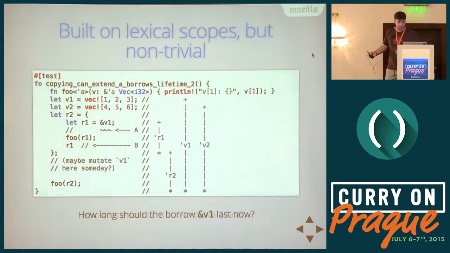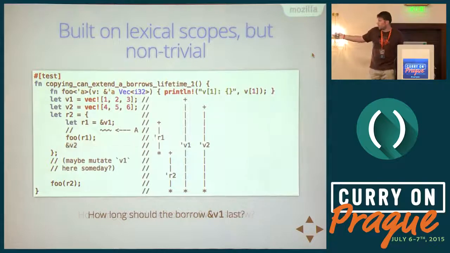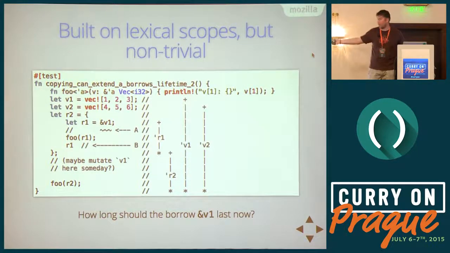But compare these two slides. If I change down there so it returns R1 and binds it up to R2, now that borrow needs to live much, much longer. It needs to actually live long enough to deal with the read of R2 as well at the bottom. So that basically means you're going to have the scope of the borrow be effectively as long as V1.